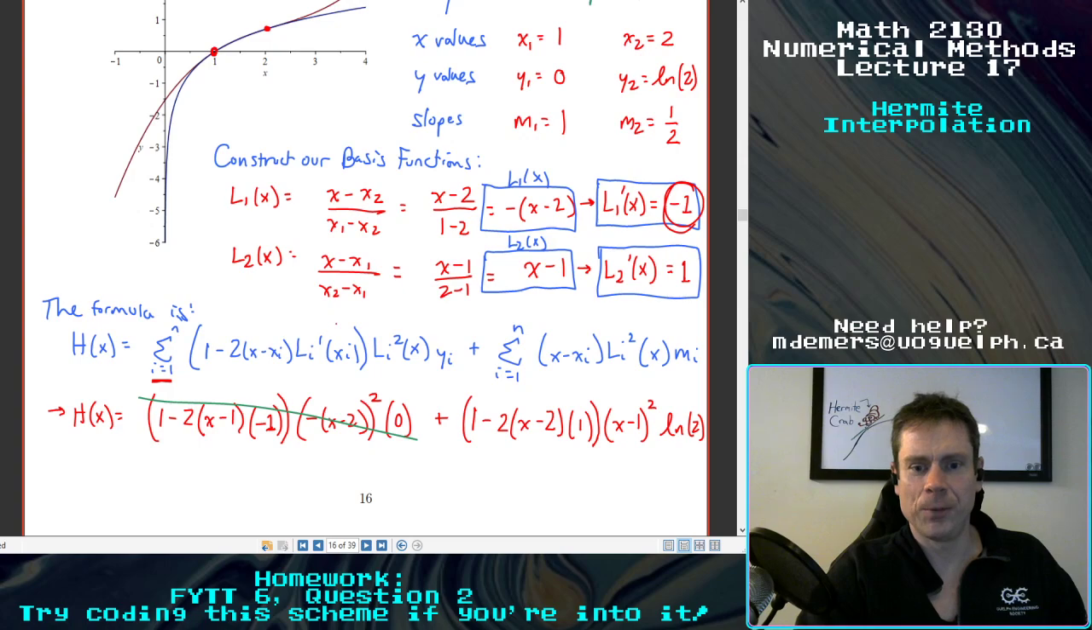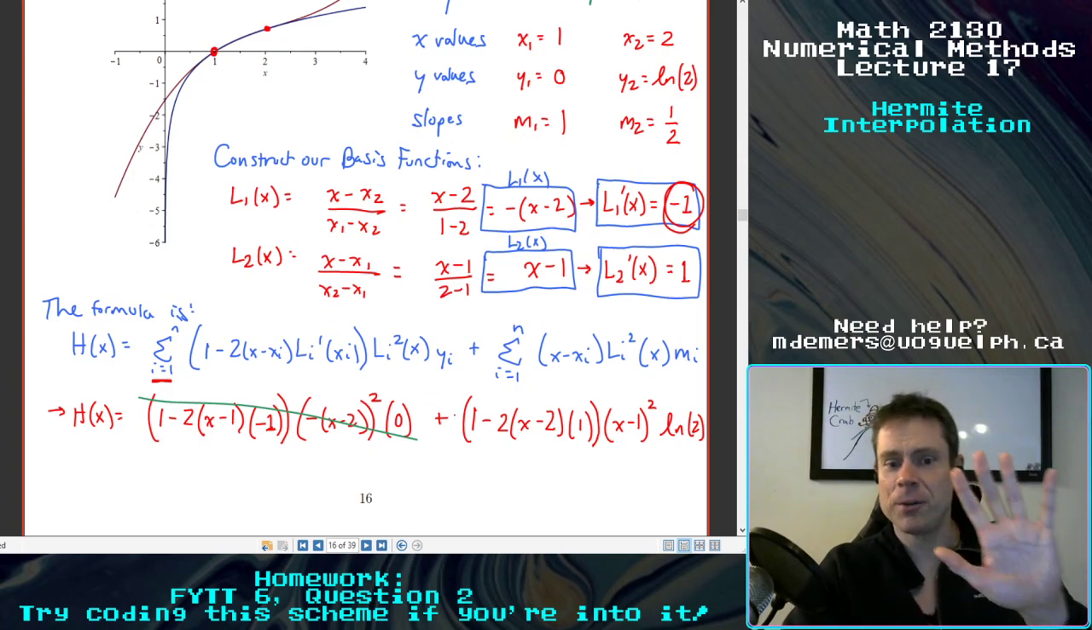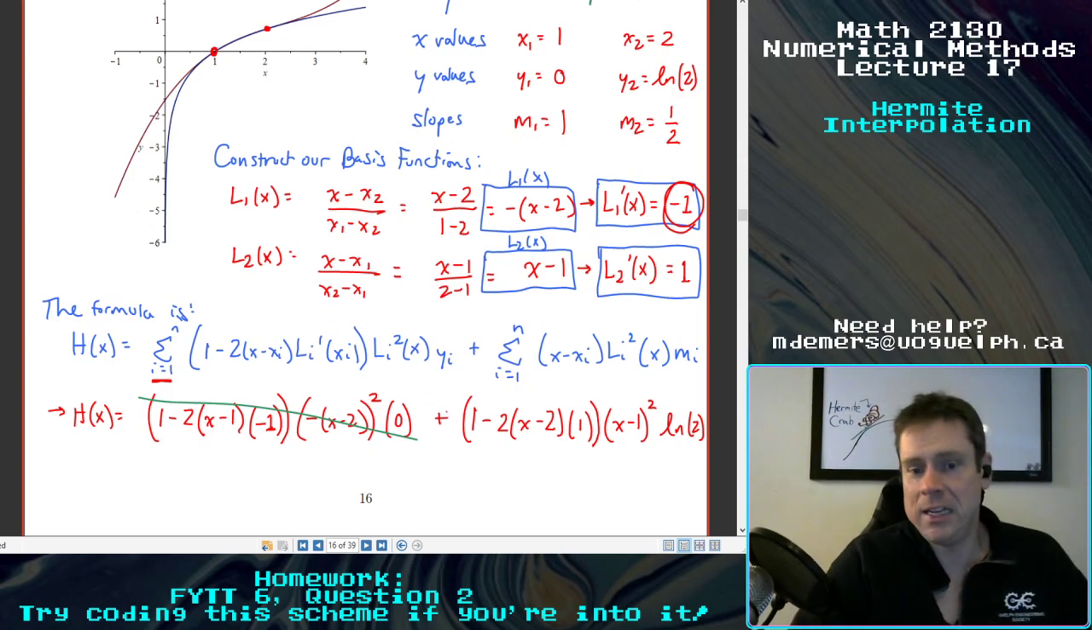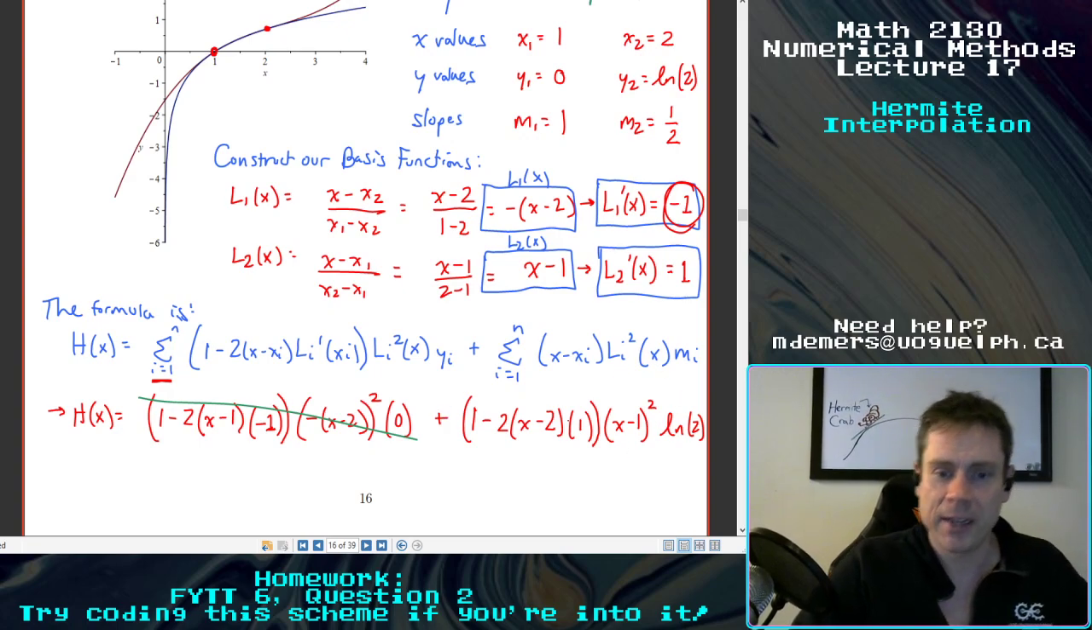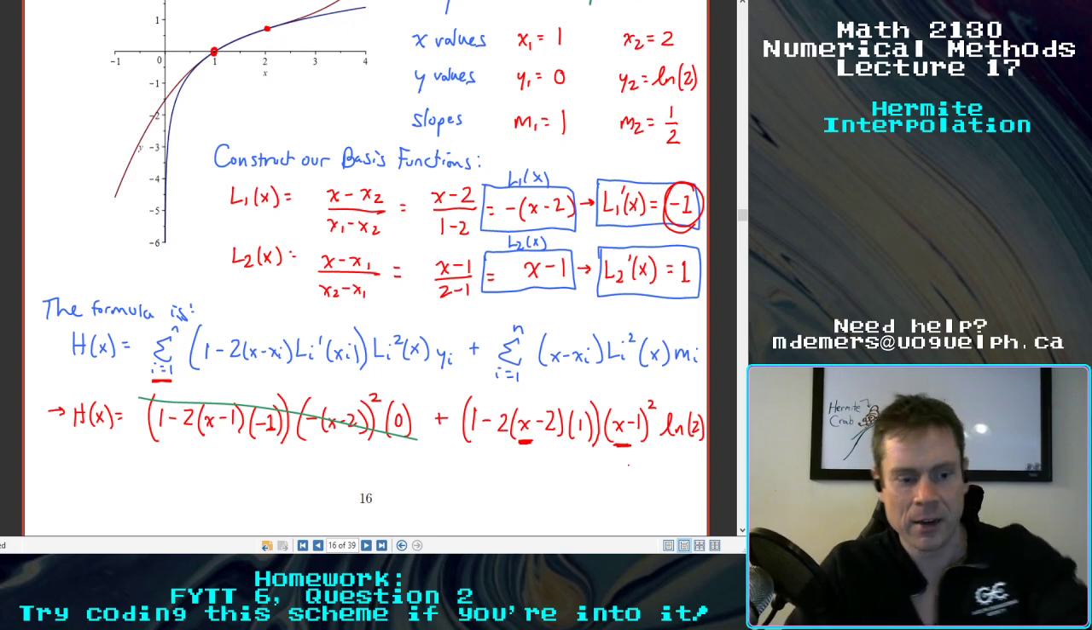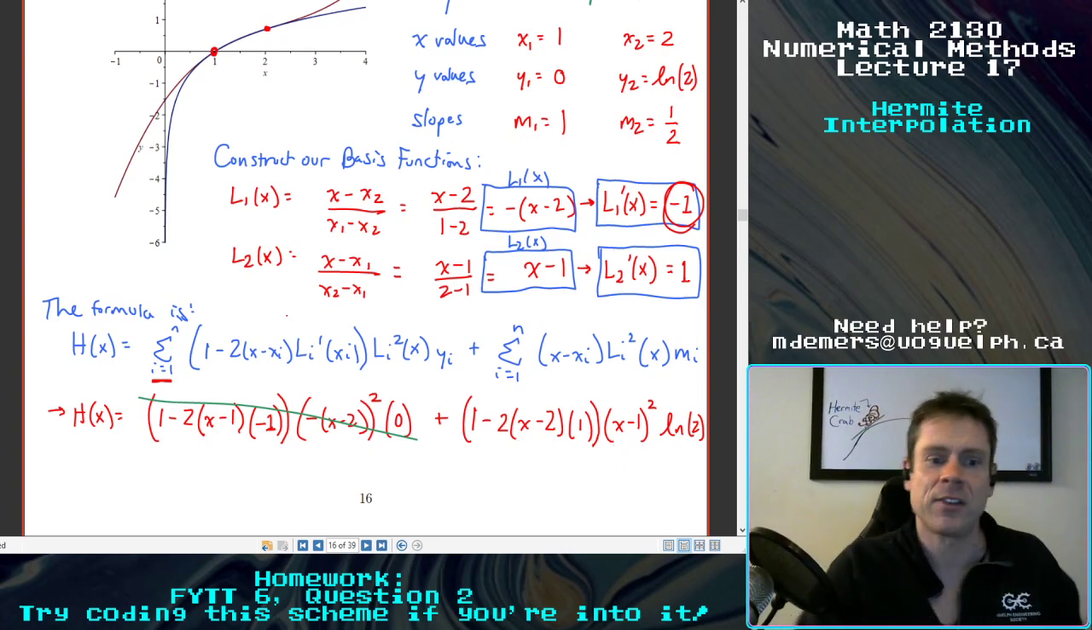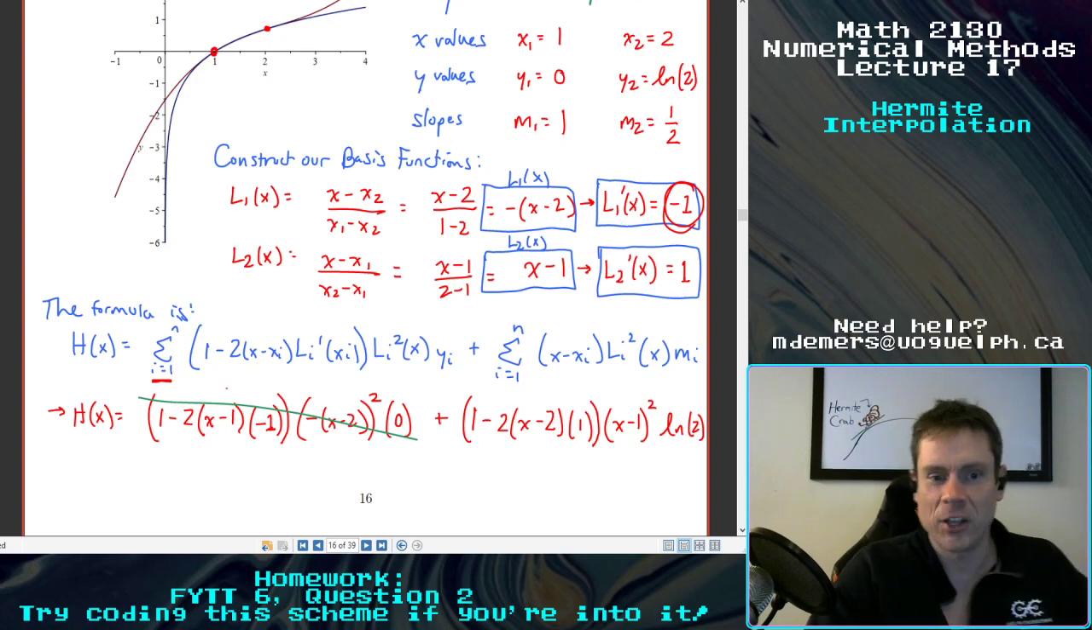Okay, so that seems like it's going to be a term that is non-zero. And it looks like it's going to be a cubic. You can see that because I have an x times an x squared here. And so that should make a lot of sense, because we were expecting a cubic, right?